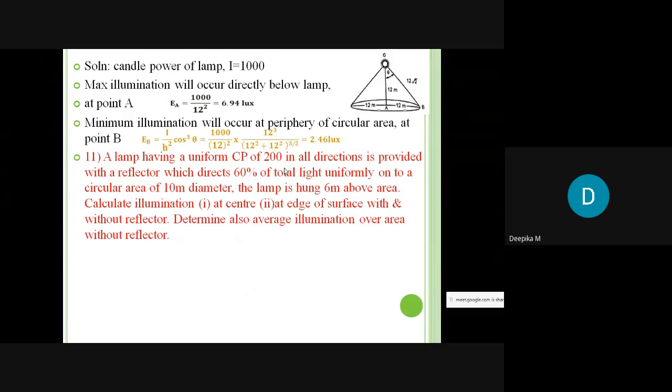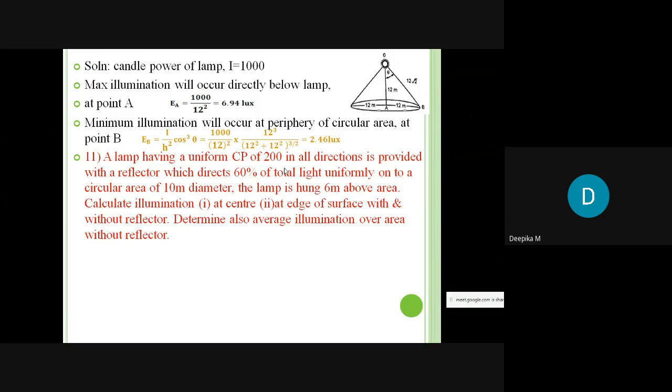A lamp having a uniform candle power of 200 in all directions is provided with a reflector which directs 60% of total light uniformly onto a circular area of 10-meter diameter. The lamp is hung 6 meter above the area. Calculate illumination at center and edge of the surface with and without reflector. Determine also average illumination over area without reflector.